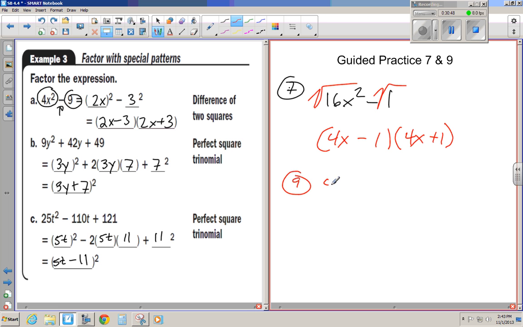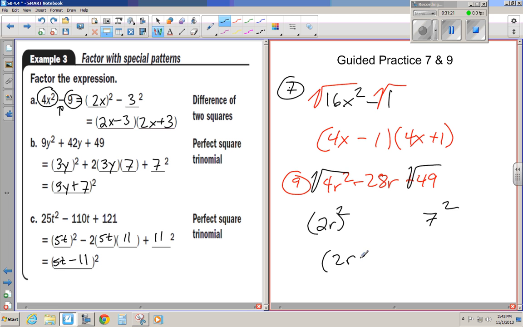4r squared minus 28r plus 49. All right, well, even when it's a triple like this, this can be square rooted, this can be square rooted. And now what you have is 2r squared there, and you have 7 squared at the end. So you're looking at the fact that this is 2r minus 7 squared.